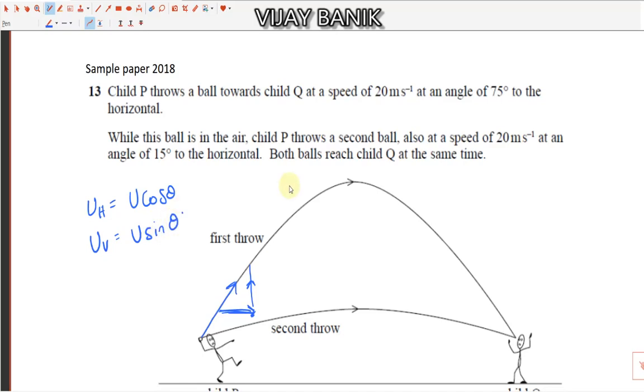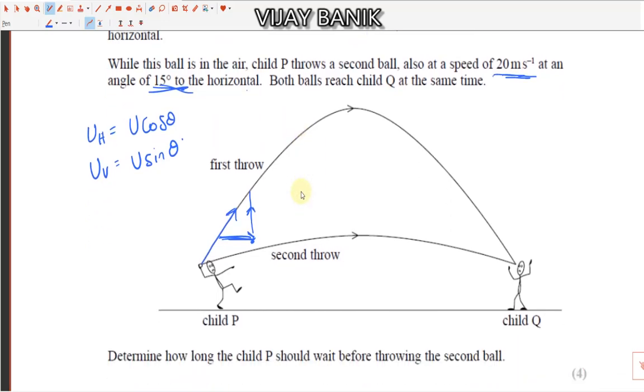Now, while this ball is in the air, a second ball was thrown, but with a smaller angle. Child P throws a second ball into the air at 20 meters per second, same as before, but this time at a reduced angle to the horizontal, 15 degrees. Both balls reach child Q at the same time. The question they asked is: determine how long child P should wait before throwing the second ball.